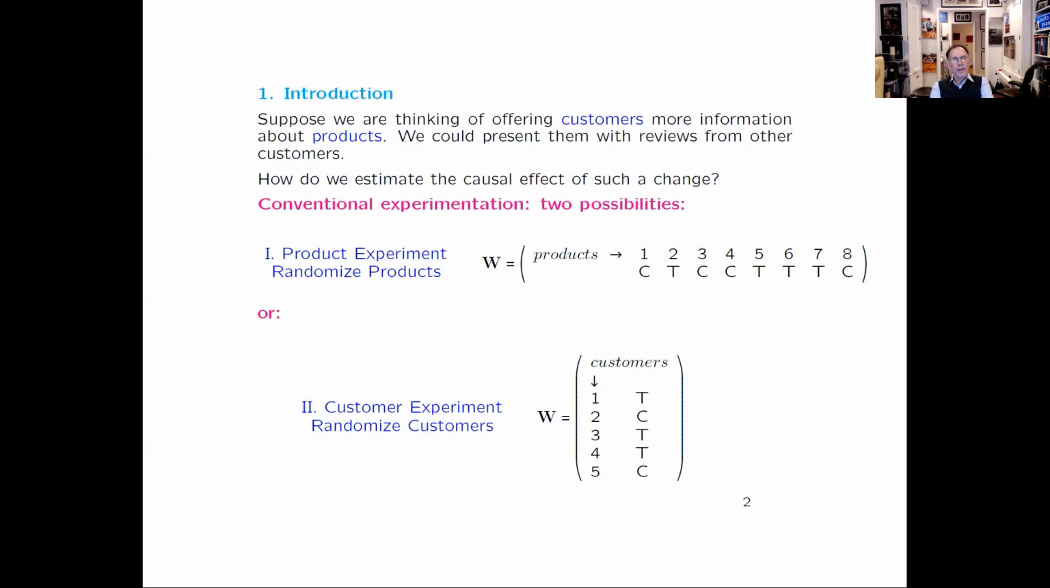We could think about offering customers, when they search for rental units, more information about the particular rental. That information could be in the form of more pictures, instead of just text information about the property, or it could be reviews from other customers about the property. What we're interested in is what the outcomes would be in that marketplace if we did that for all the properties and all customers.